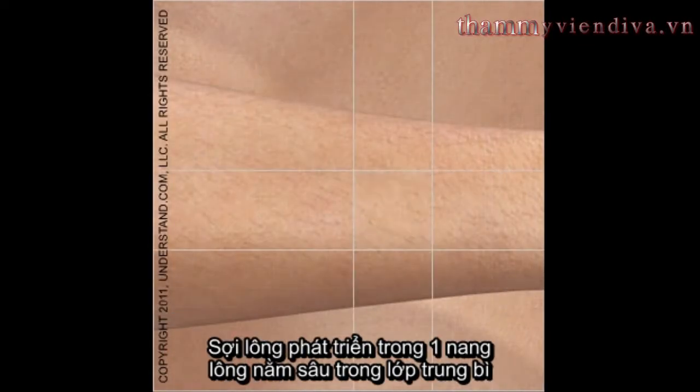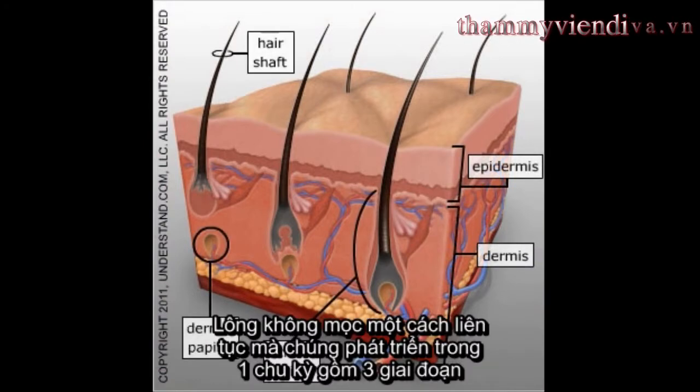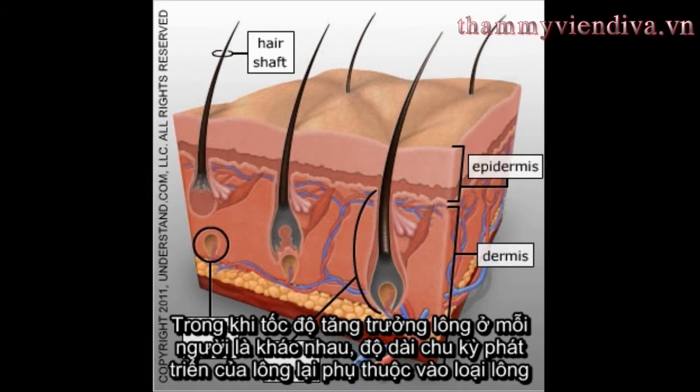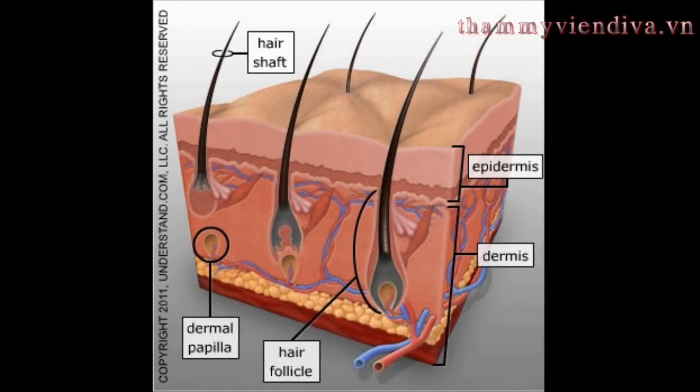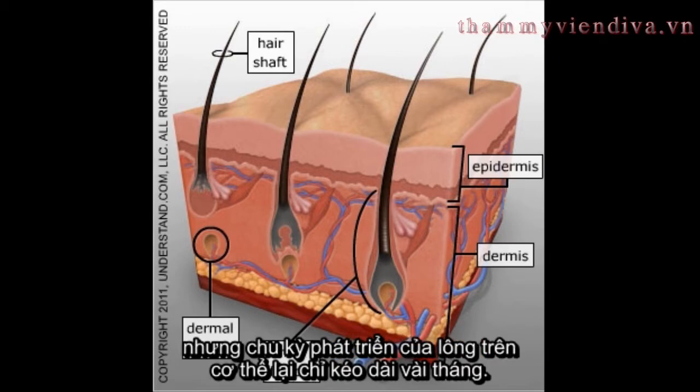Hair grows from deep within hair follicles, which are thin cavities embedded in the dermis. Hair does not grow continuously, but grows in a three-phase cycle. While the rate at which hair grows differs by individual, the length of the hair growth cycle generally depends on the type of hair. For example, the active growth phase of the hair on your head may last several years, while hair on the body has an active growth phase that may last only a few months.